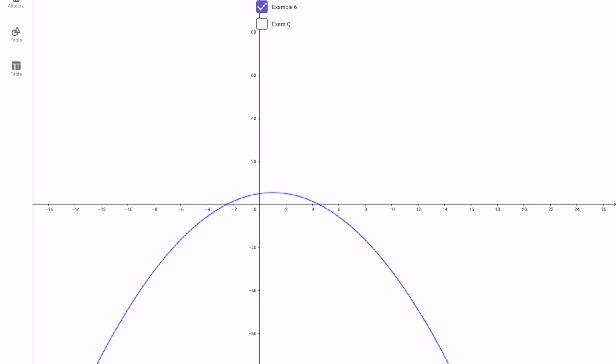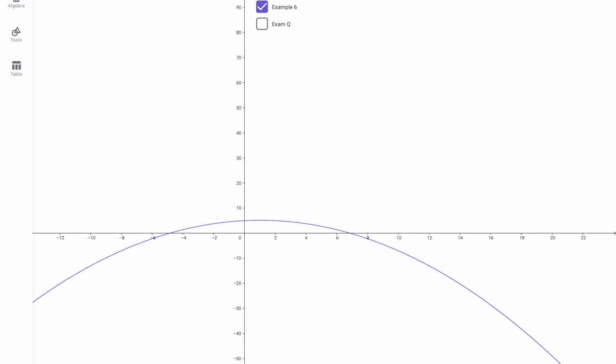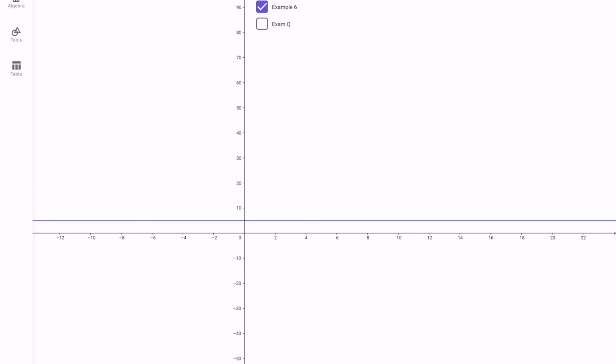So we want the case where, remember, there are no real solutions, so when we have no x-intercepts. So let's increase the value of k. So let's see what happens at k equals 0. At k equals 0, it reduces to a line going through y equals 5. So it's the line y equals 5, which has no real solutions. So k equals 0 does give you no real solutions.